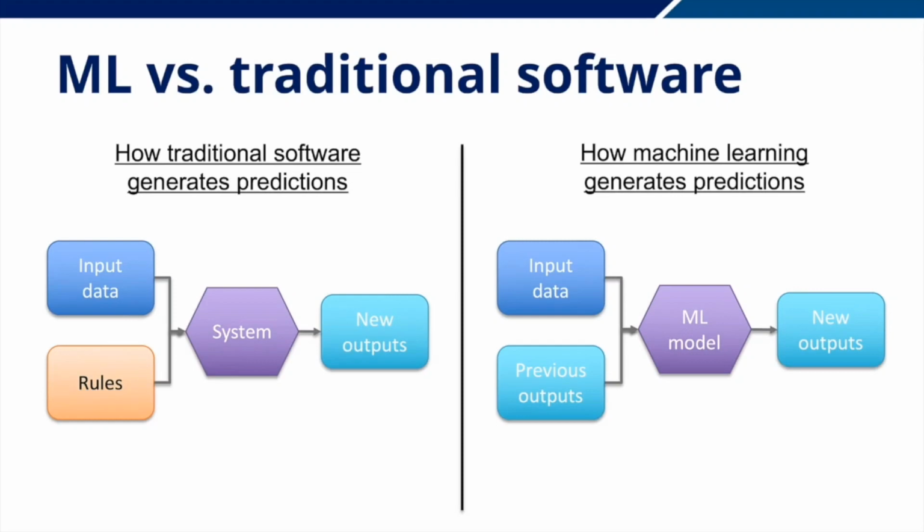Let's now take a look at how machine learning would solve this problem. With machine learning systems, we provide the input data and a set of previous outputs. The machine learning model then figures out for itself the rules or patterns behind what constitutes a hamburger. It can then use these self-learned patterns or rules to classify new input data as hamburger or not hamburger.